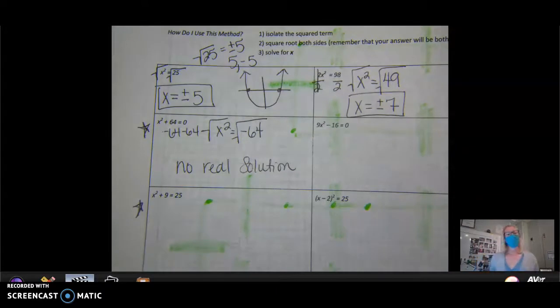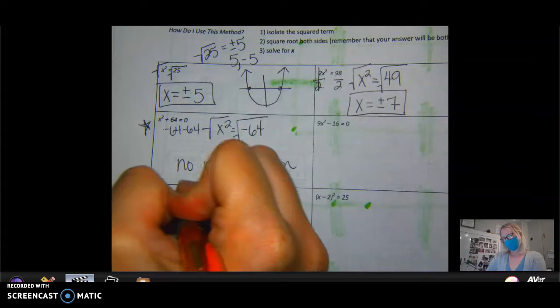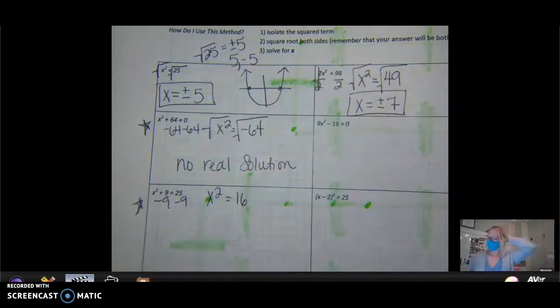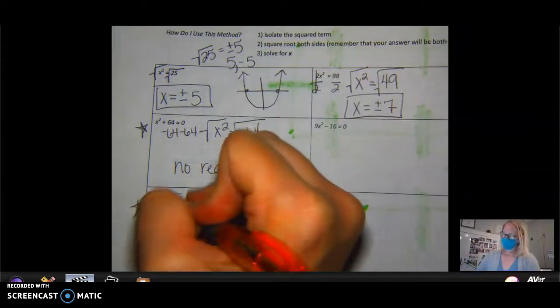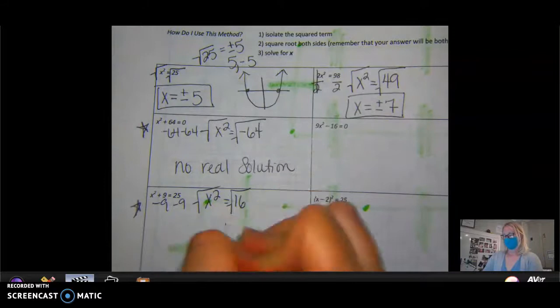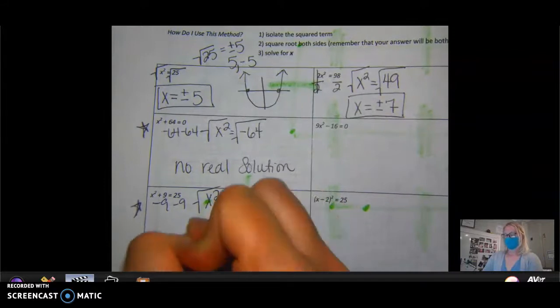Okay, next one. What do I do first? Subtract 9 from both sides. So I get x squared equals 16. What do I do now? Square root. X equals positive and -4.